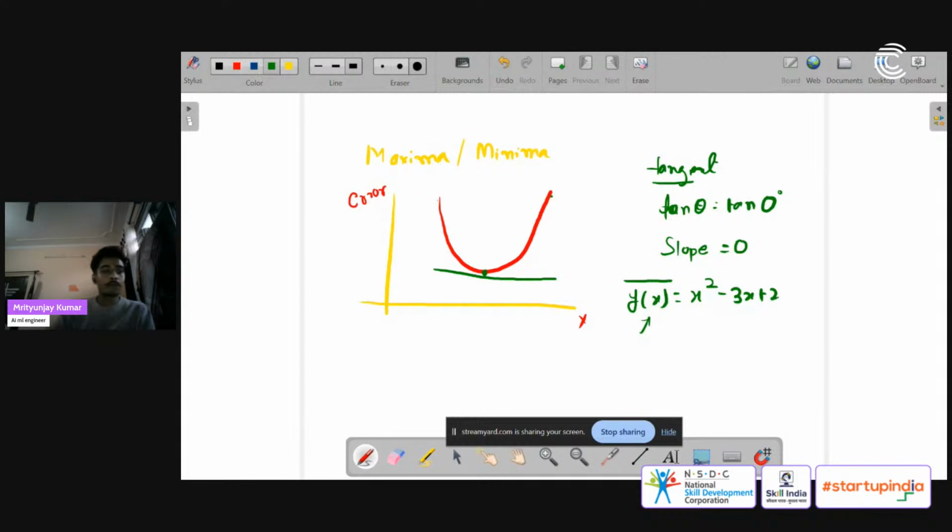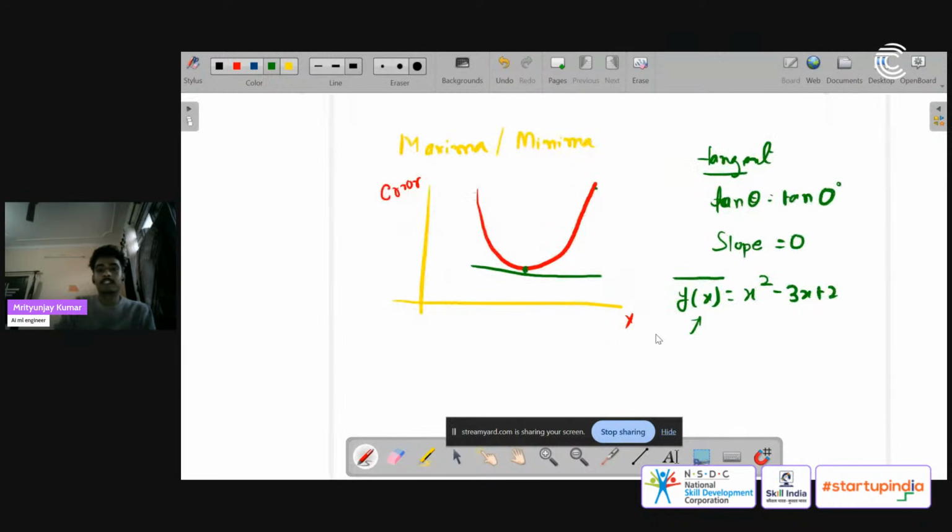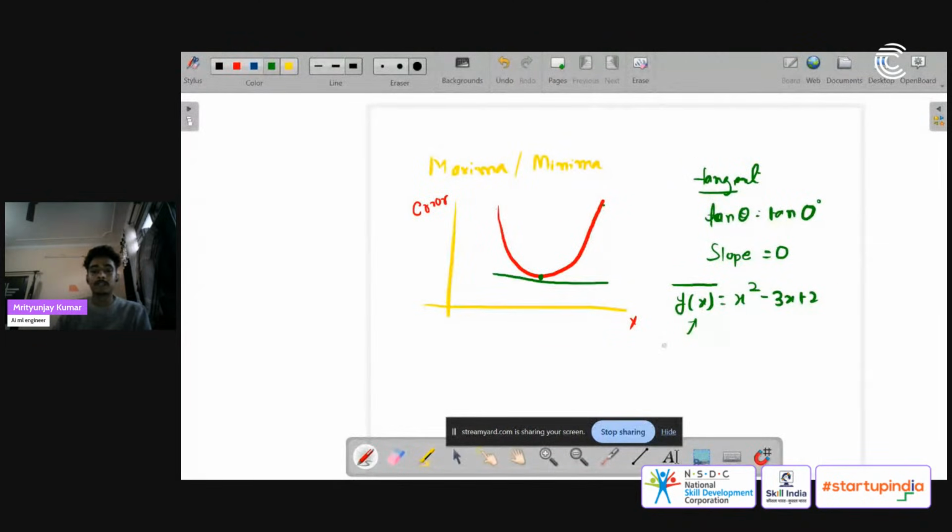So how are we going to find it? By using dy by dx, that is, differentiation. Firstly we are going to differentiate this. You have already known this, right? Dy by dx. This y is nothing but the function fx. This is the general convention of mathematicians: y is always fx. It is a different way to represent your symbols. So currently we are going to find dy by dx. How? x square becomes 2x, so we get 2x minus 3.